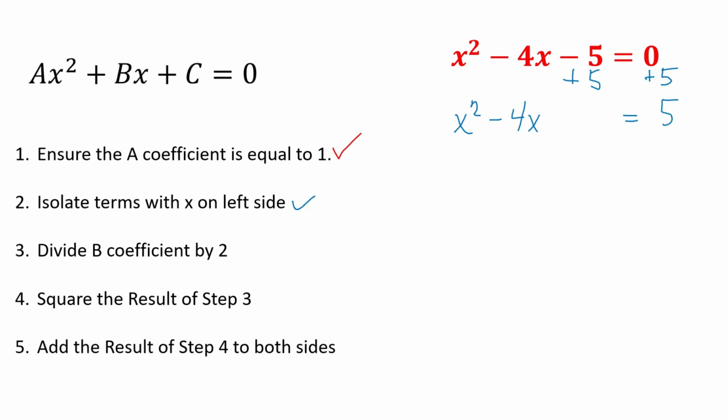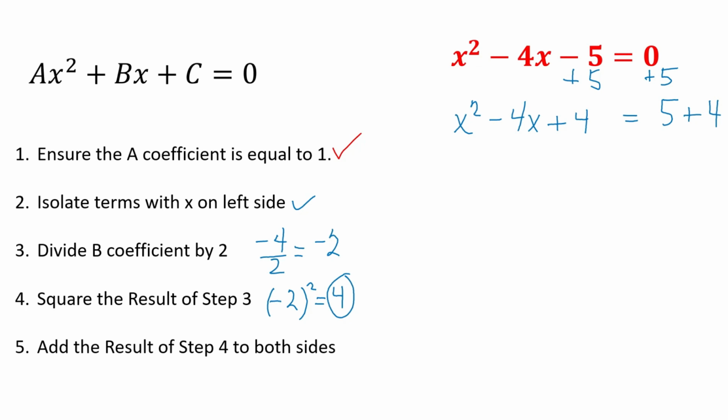Now we need to take our b coefficient and divide it by 2. We're going to do that over here. We have -4 as our b coefficient, and we divide that by 2, and that equals -2. Then in step 4, we take our -2, which is the result of step 3, and square it, and that equals 4. This is what is going to be added to both sides. So we're going to add 4 to this side and add 4 to the right side.